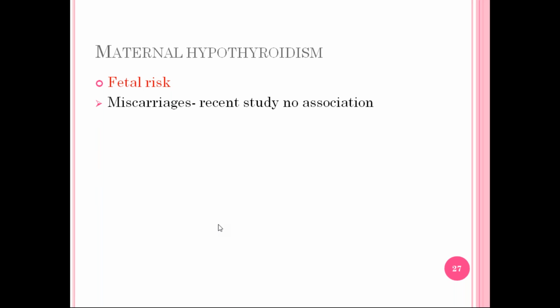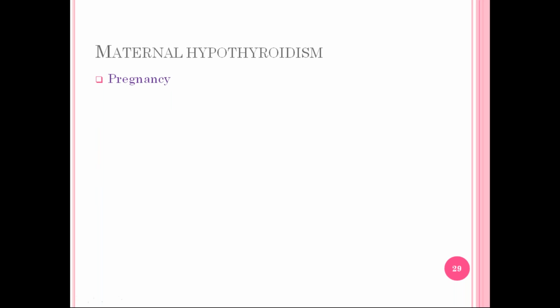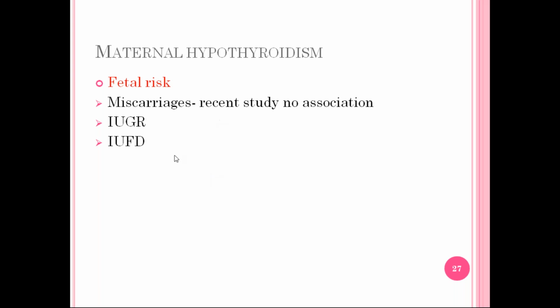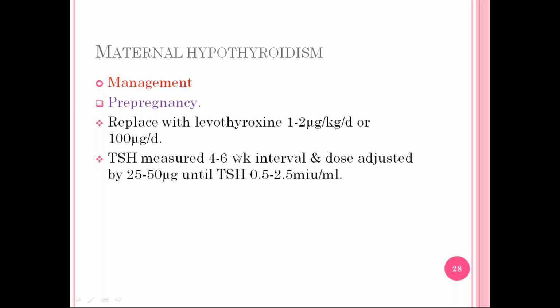And what are the fetal risks? Fetal risk of miscarriages, IUGR, IUD. So she can land in stillbirth. Okay. Small for gestational age babies, low birth weight, neurodevelopmental delay. This is very important. Neurodevelopmental delay is a very big problem in the fetuses.